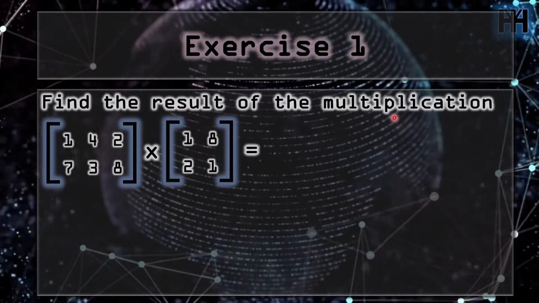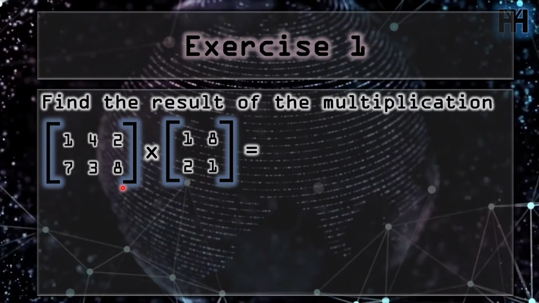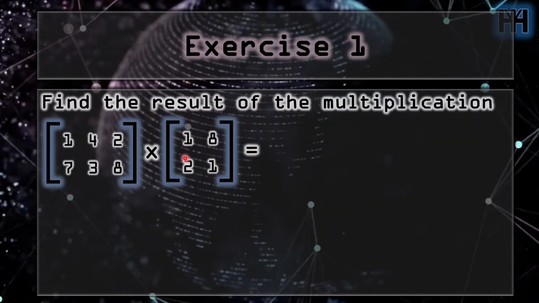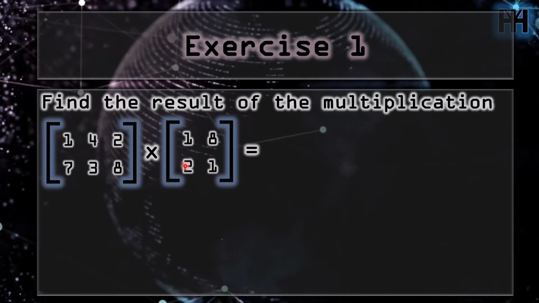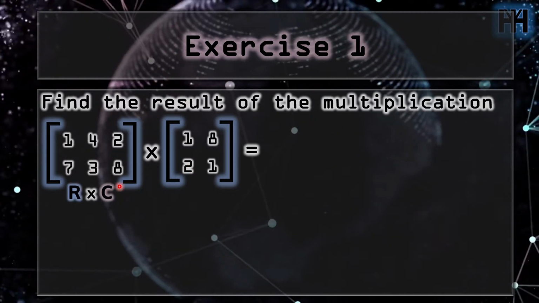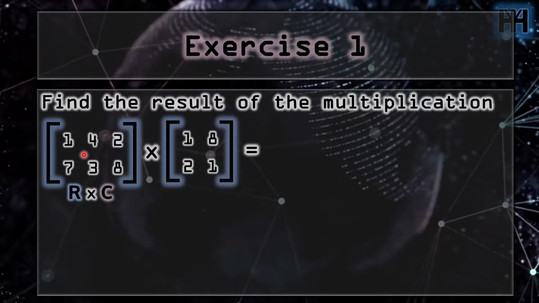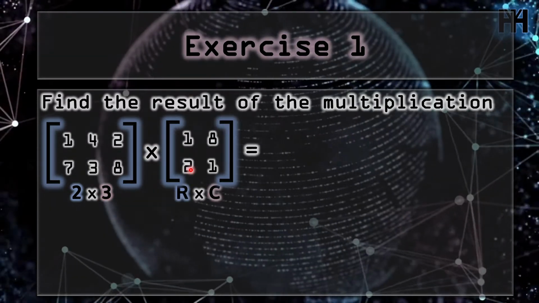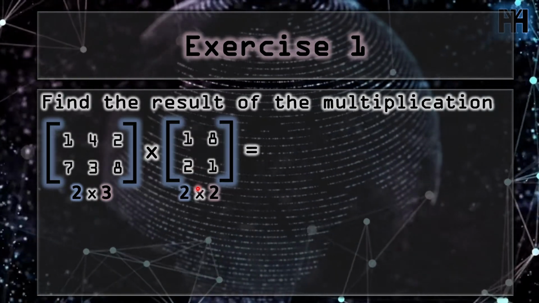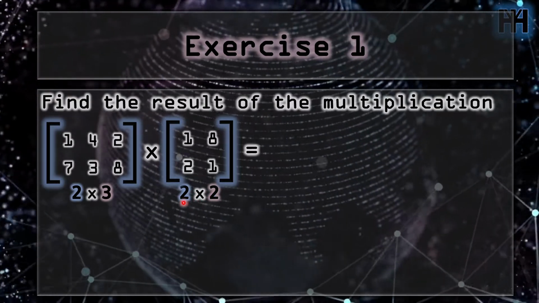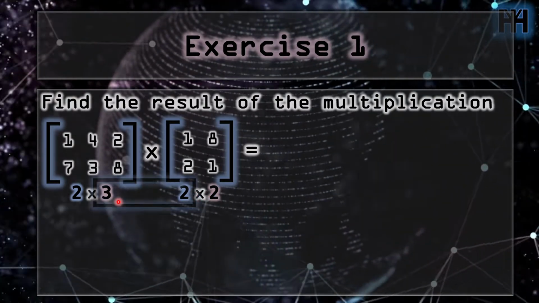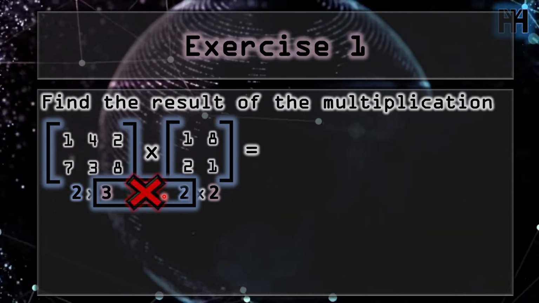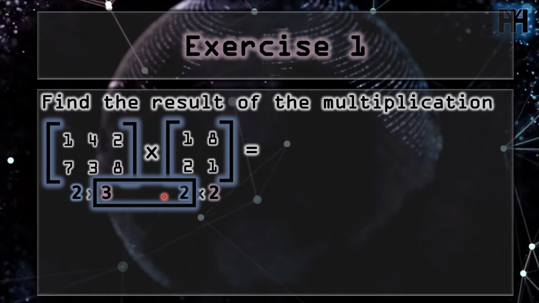Find the result of the multiplication. We have here two matrices. We want to multiply them to each other, but before we can multiply them, we must see their rows and columns. We have here 2 rows and 3 columns, and in the second matrix we have 2 rows and 2 columns. Can we multiply them? Let's see. No, the 3 is not equal to 2, so this multiplication can't take place.